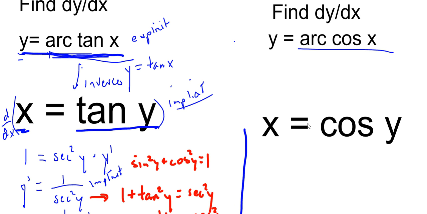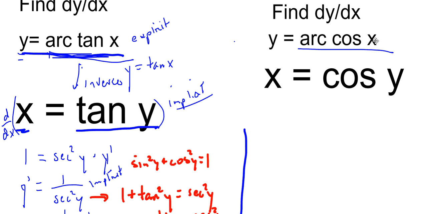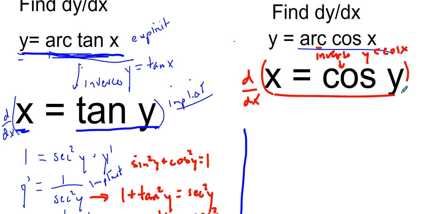If you thought that was cool, let's try cosine. In order to figure out the arc cosine of x, we're going to switch x and y's, because we're going to put this in implicit form, since we know that this is the inverse of y equals cosine of x. So we're going to write the inverse of that, and we have this right here. Once again, go through the same steps. We take the derivative of this with respect to x, and we get 1 equals negative sine of y times y prime.